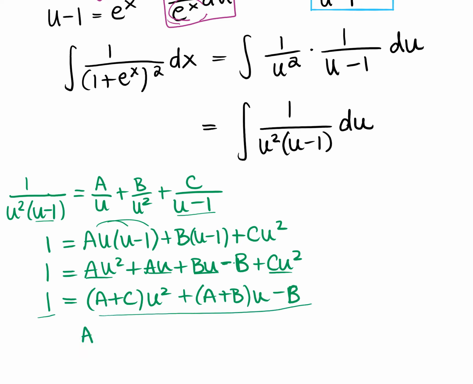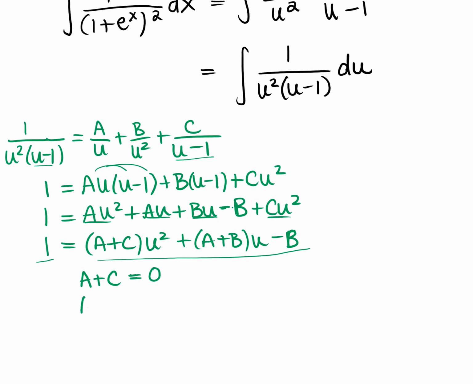The only way for that to be true is if there are no u squareds on each side, and no u's also. So I'm going to set a plus c equal to 0. I'm going to set a plus b equal to 0 because I don't want any u's either. And then I'm going to set negative b equal to the constant. I do want a constant, and I want that constant to be 1.